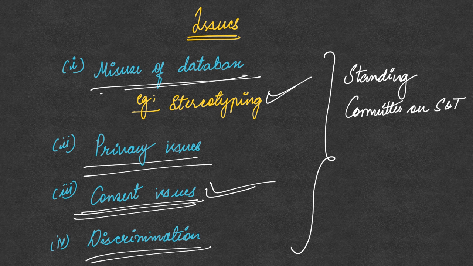Next is the discrimination. Why discrimination? Because as we already discussed, the DNA information is very sensitive, and it involves starting from the skin color of the person to the behavior, the illness that the person may have, his health status, all of these, or whether the genetic composition of the person is such that he is vulnerable to a particular disease. All of that can be seen from the DNA samples of an individual.